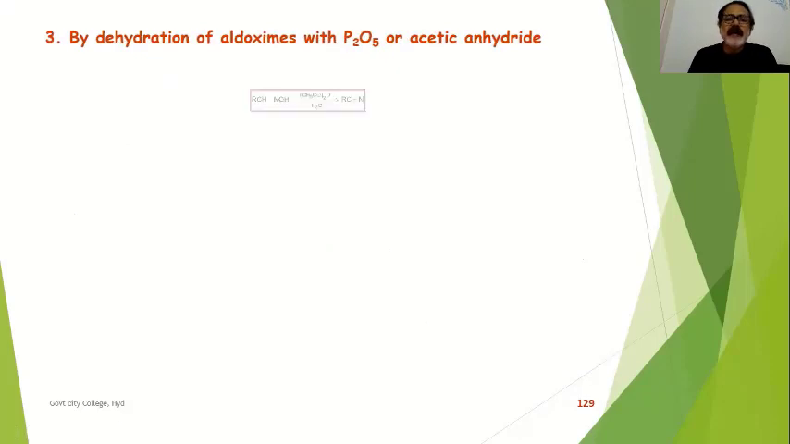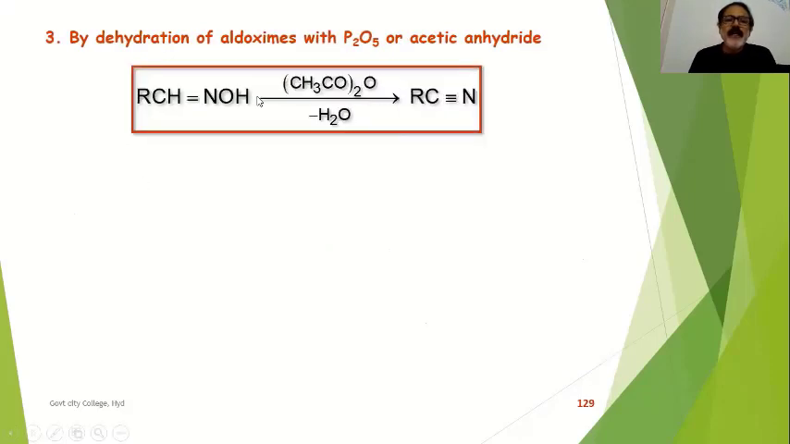Dehydration of aldoxime. You should know what an aldoxime is. An aldoxime is a compound with a C=N double bond in which the nitrogen carries a hydroxyl group, along with the C=O-derived carbon. In this aldoxime, you can see that H and OH, that is water, can be easily removed.